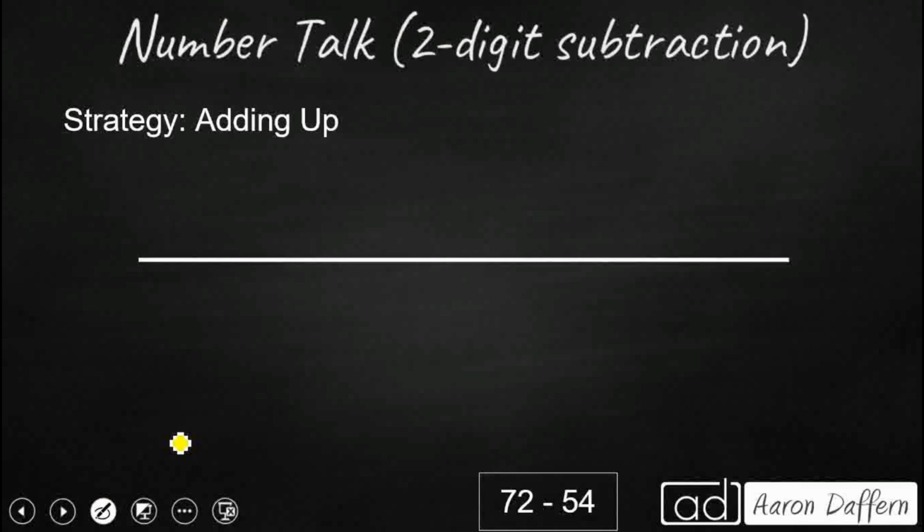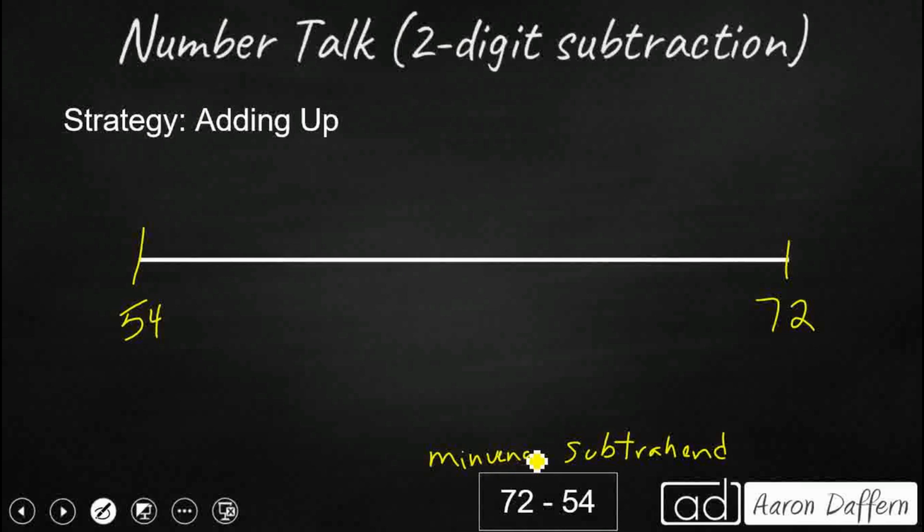So the first thing that we could have done is use the strategy adding up. What we do is we start with our smaller number, and that's called the subtrahend when you're dealing with subtraction. And we add up in chunks until we get to our larger number, which is called the minuend. So we're going from subtrahend to minuend.